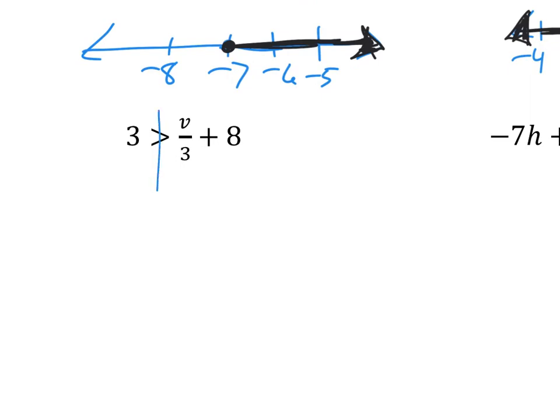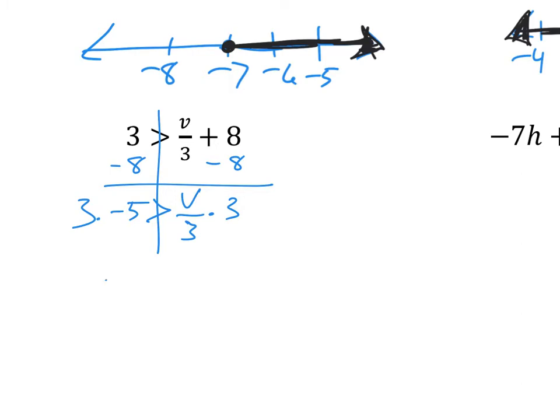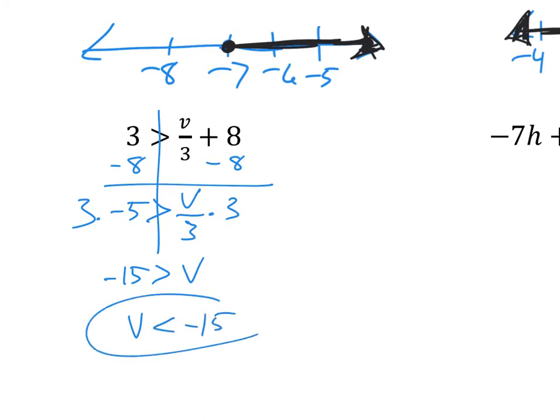Okay, here we have 3 is greater than v divided by 3 plus 8. So we want to solve for v, so we'll subtract 8 on both sides. 3 minus 8 is negative 5, is greater than v divided by 3. And then we'll multiply by 3 to get rid of that divided by 3. And we get negative 15 is greater than v. Okay, but I'm going to rewrite it so that we have v first. So v is less than negative 15 is really what we have there.